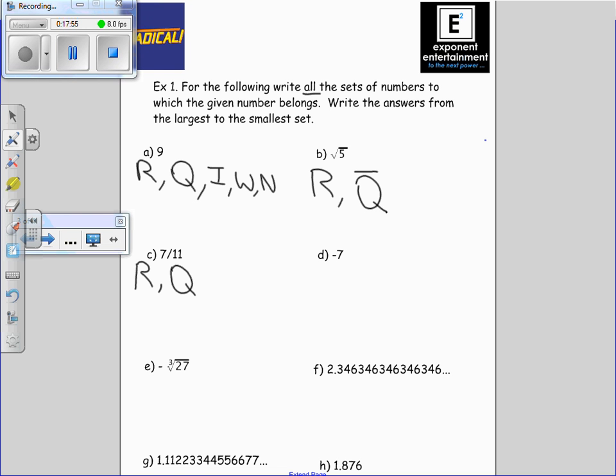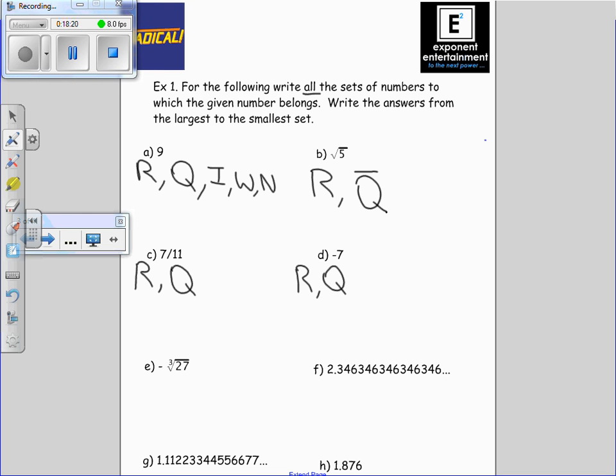So let's do it for the next one. -7. Is it real? Yes. Never forget to ask if it's real. That should always be the first letter on these answers when you're doing largest to smallest. Is it rational? Yeah, it could be a fraction, just -7 over 1. That's a fraction. It terminates. There's no decimals after it.